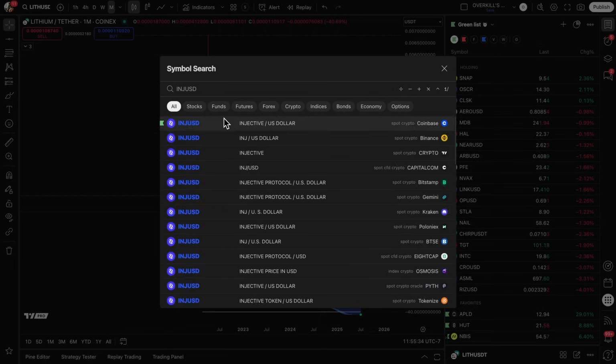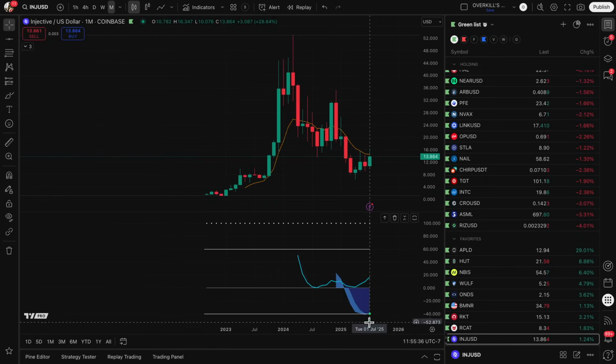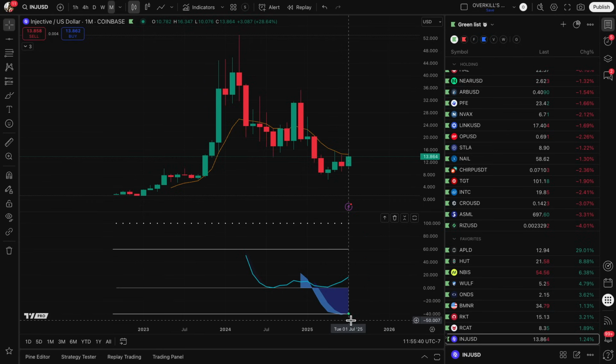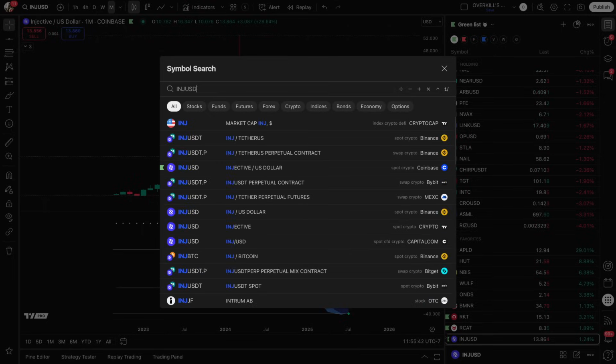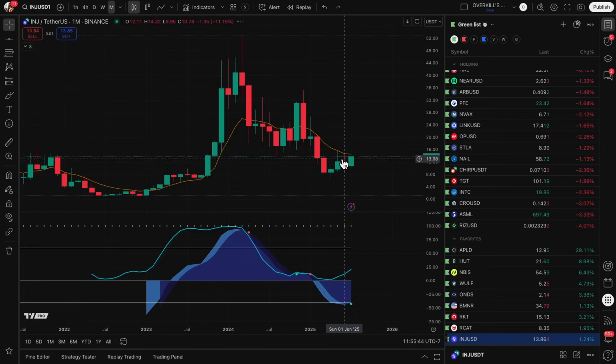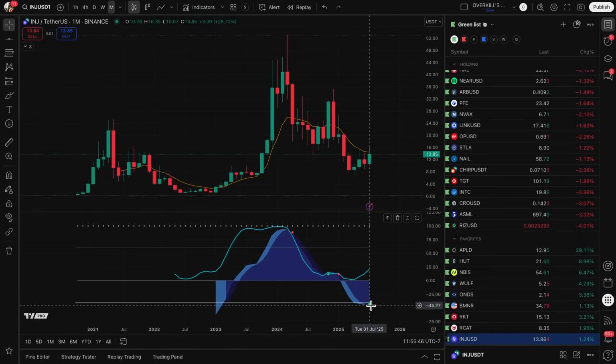INJ. INJ looks good too. Another solid name here to end the month. You're getting the green dot on the monthly. And guys, let me reiterate how rare these green dots are. These are not something that come along every single day. You can see this is the first one that INJ has gotten since it's been a thing, since all the way back here in 2020.